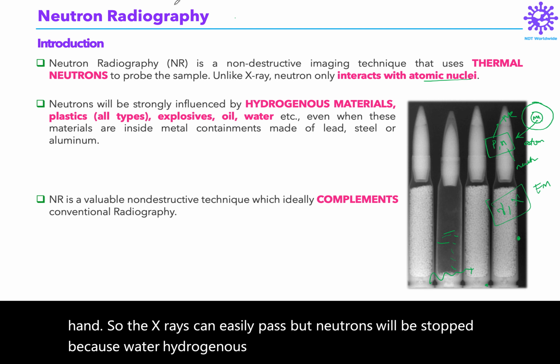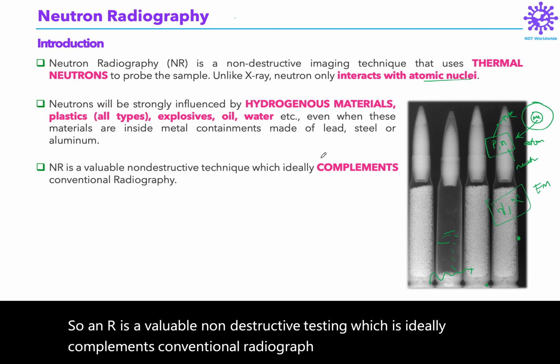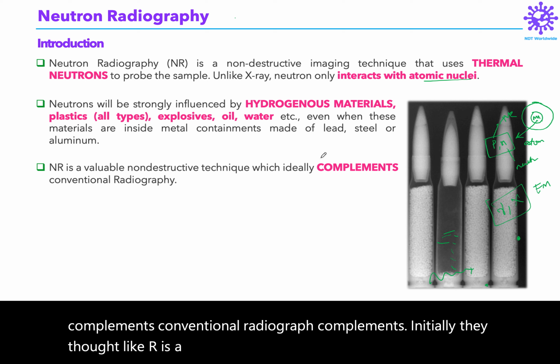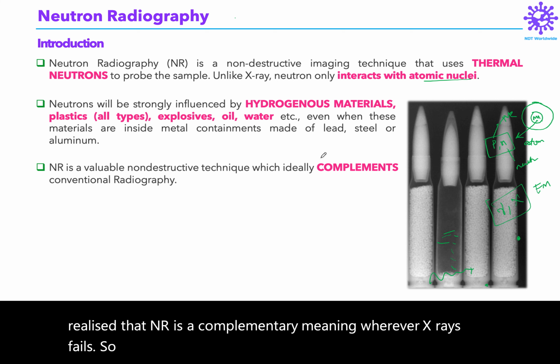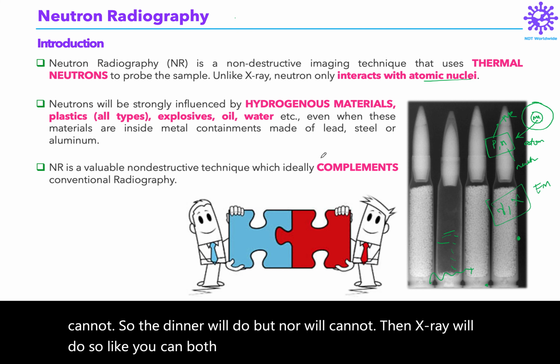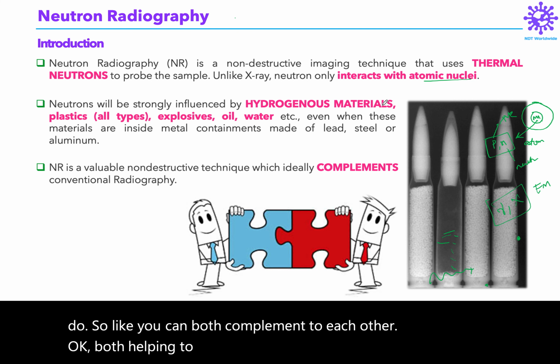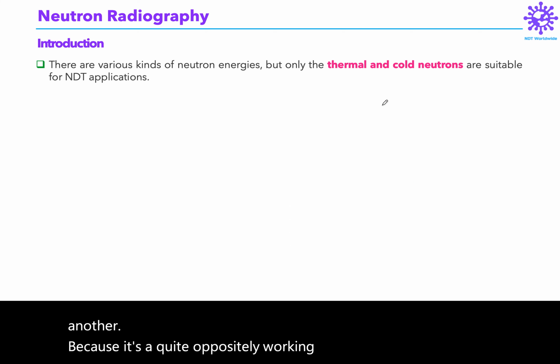materials. So NR is a valuable non-destructive testing method, which ideally complements conventional radiography. Complements. Initially, they thought NR was a competitor to radiography, but later they realized that NR is complementary, meaning wherever X-ray fails, there we can use NR. So it's quite opposite. Where X-ray cannot, NR will do, and where NR cannot, X-ray will do. So both complement each other, both helping each other. One is X-ray and the other is NR, because it works quite oppositely to X-ray.